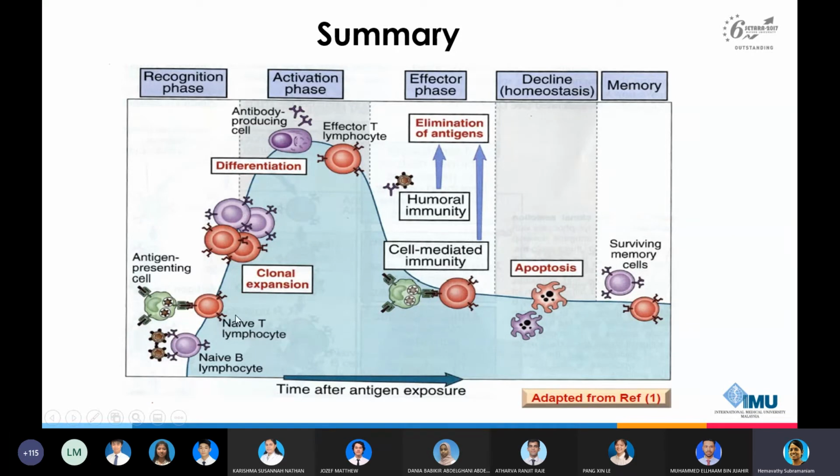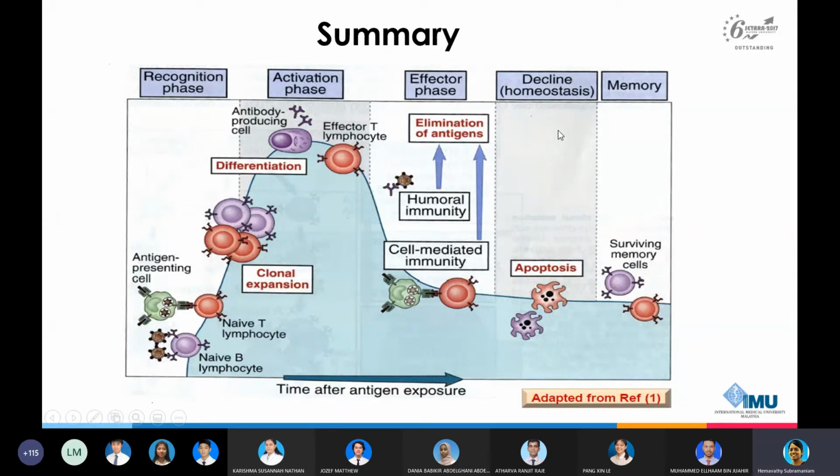Next is the effector phase, whereby you need to eliminate your pathogen or your antigens. Humoral immunity refers to your B cells releasing antibody. Cell-mediated immunity or CMI refers to your T cells. Generally, there are 3 subsets. But for antigen elimination, the important 2 subtypes of T cells would be your T helper and cytotoxic T. They carry out the effector function. The term effector T cell simply means activated T cells. You just have to remember that.